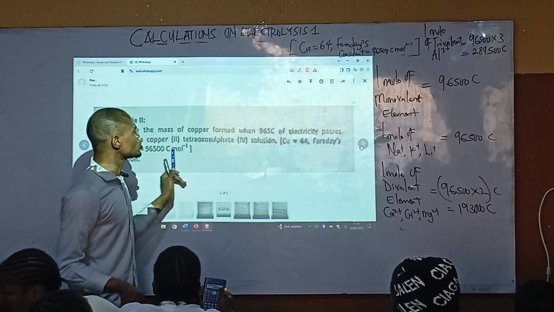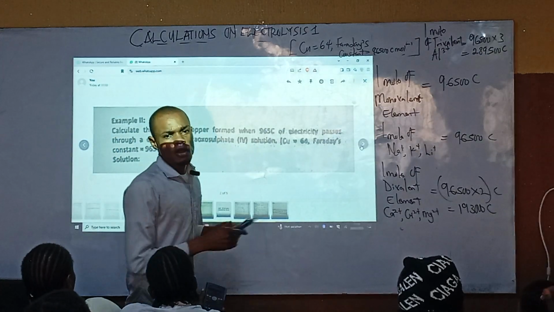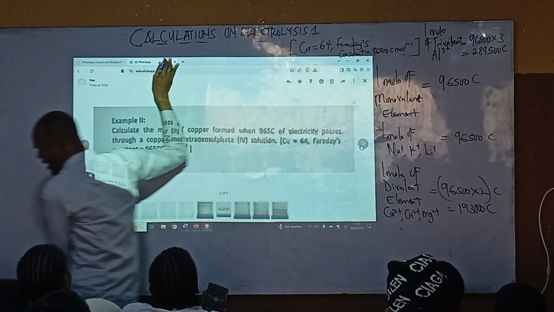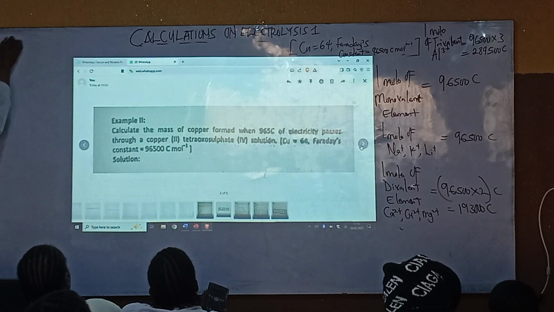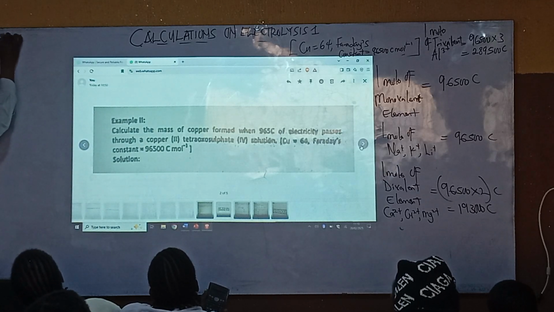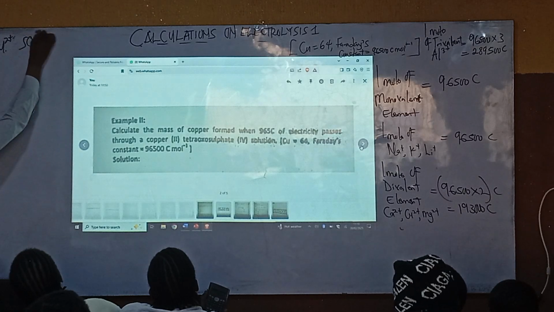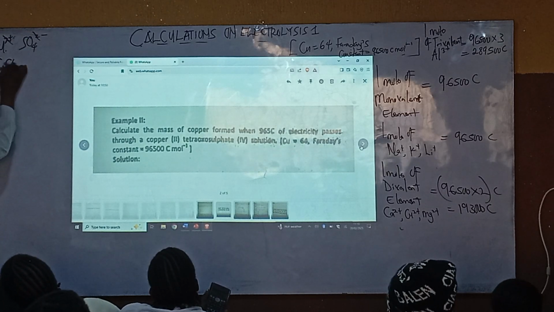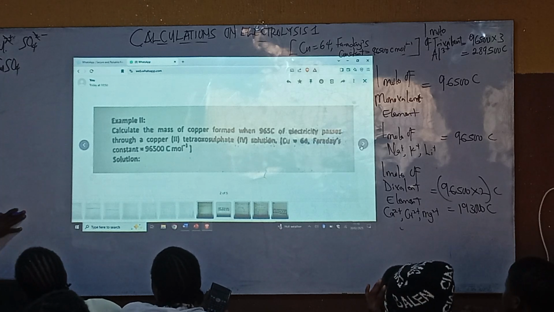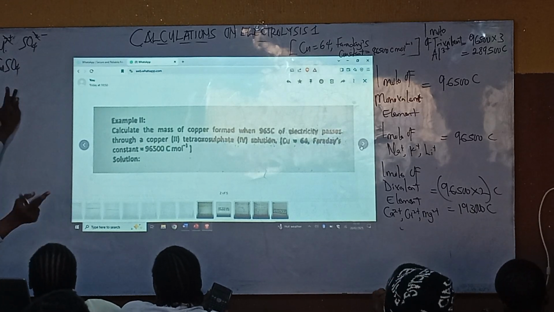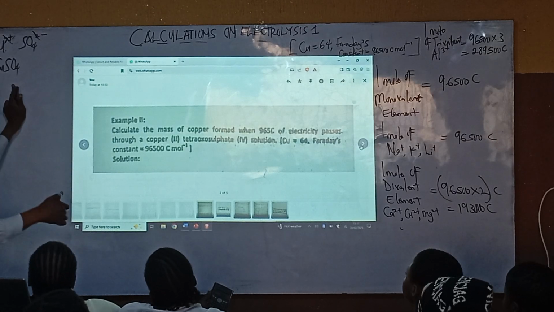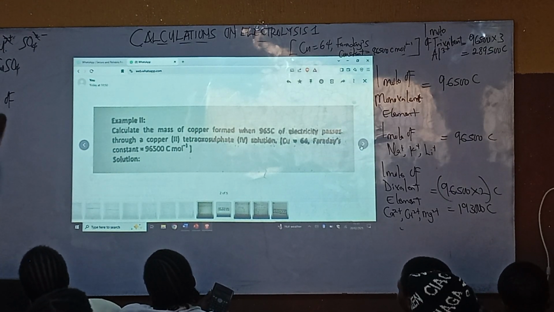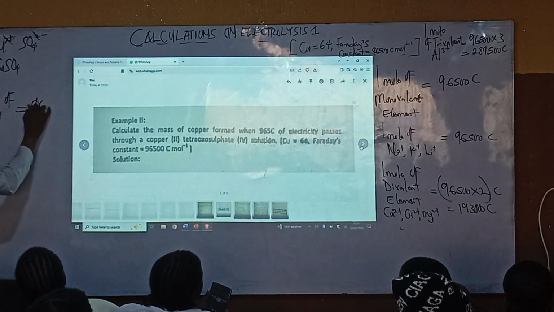What is the mass of copper formed from a copper 2 sulphate solution? Copper 2 sulphate solution is Cu2+ and SO4 2-. This and this cancel each other, so that's CuSO4. What is it, copper or copper 2? Copper 2, right? So now, 1 mole of copper 2 ion equals what?